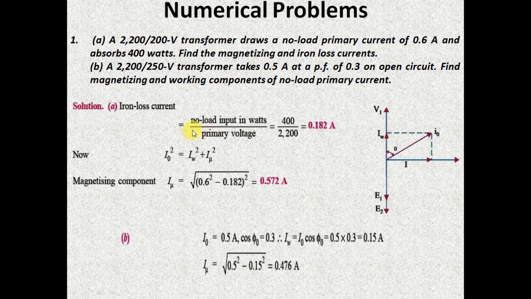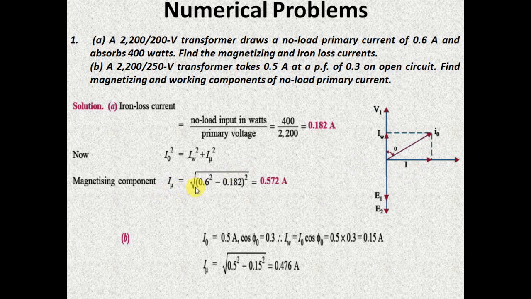Okay, once after determining the value of IW, you are quite familiar with this vector diagram. This is actually the vector diagram of transformer under no load condition. So now you know the value of IW, and the value of I0 is given in the problem as 0.6 ampere. From there you can easily find the value of I nu. I nu is this particular component. Please note the correction, this is actually I nu, which is actually the magnetizing component of the current.